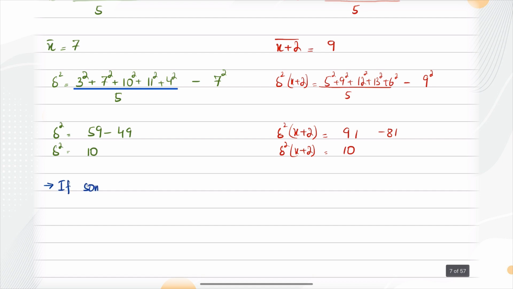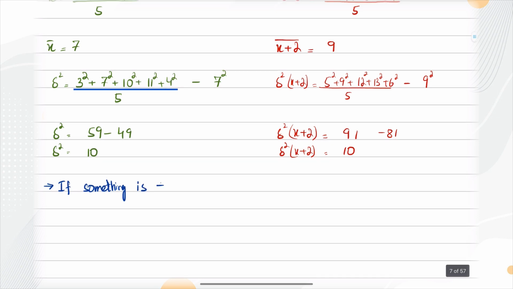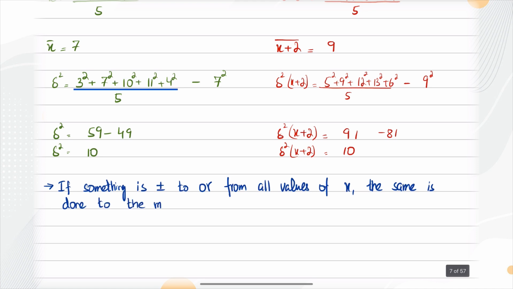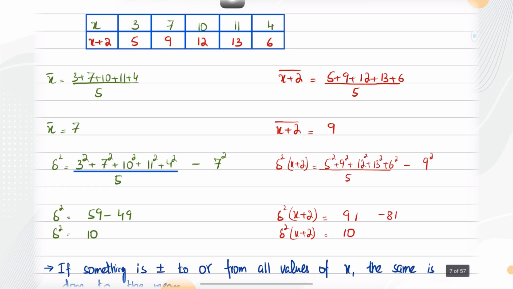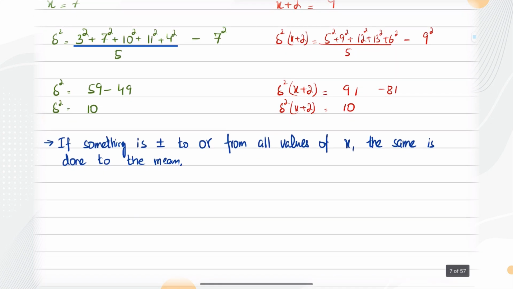If something is added or subtracted, I'll just save some time, write plus minus, to or from all values of x, the same is done to the mean. The same is done to the mean. So for example, let's say you've worked out the mean of the original data set and now you've added 10 to all the values. You don't have to go through the pain of finding out the new mean. You can just add 10 to the previous mean. So that's statement number 1.